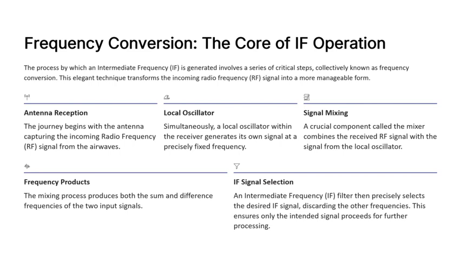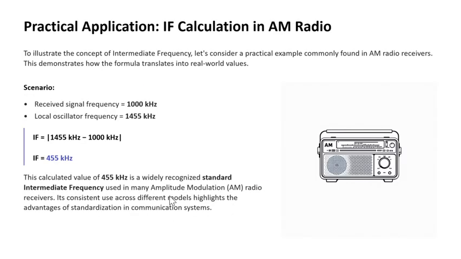Frequency conversion process. So let's take one example: the received frequency is 1000 kilohertz and the local oscillator frequency is 1455 kilohertz. Using the formula we discussed and putting in those values, using the same IF in all receivers makes design easier and more reliable.